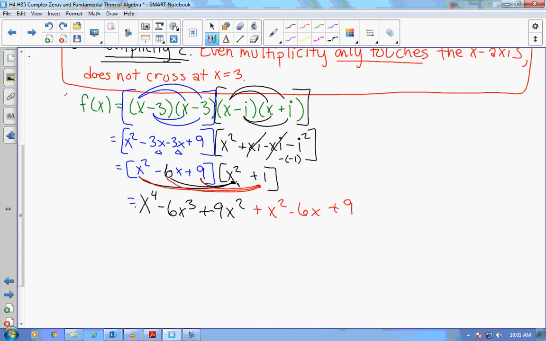Then we have some like terms. I think that's the only set, right? X to the fourth minus 6x cubed plus the 10x squared minus 6x plus 9. Is that in standard form, meaning decreasing in power?